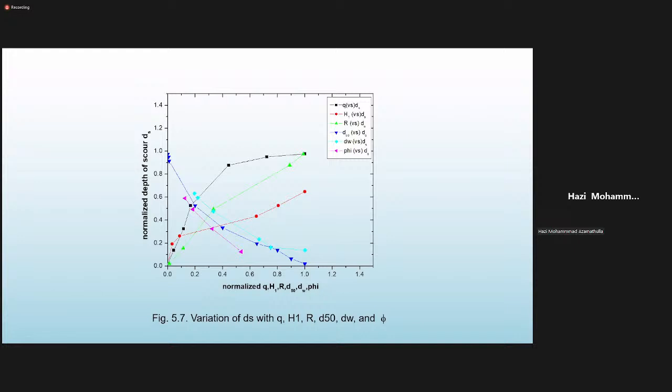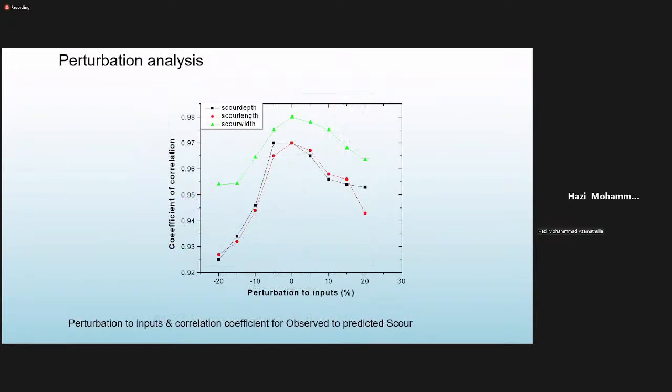Next slide, please. See how it is varying, this one more, that one more. Then perturbation. I told you also, if the data has zero error, no problem. If your data is noisy, with negative and positive errors, this is how your correlation coefficient varies. So it is called perturbation analysis, with the observed scour depth. Okay, next please.